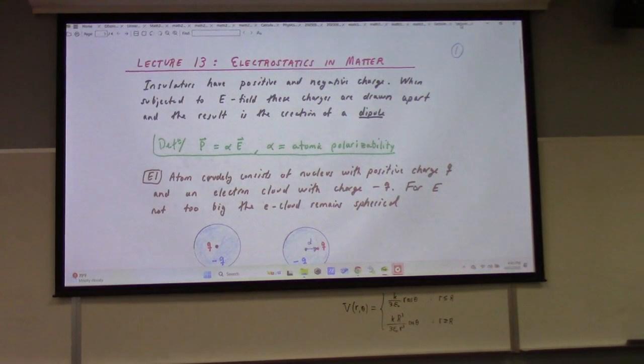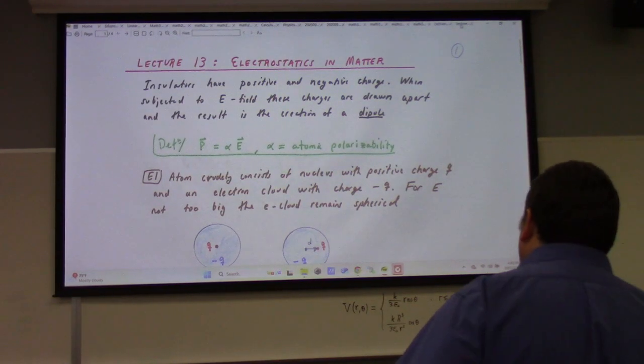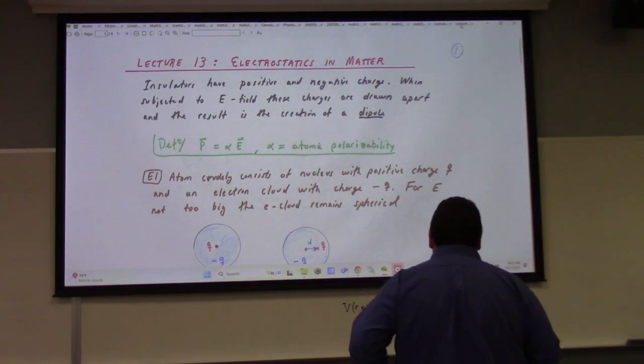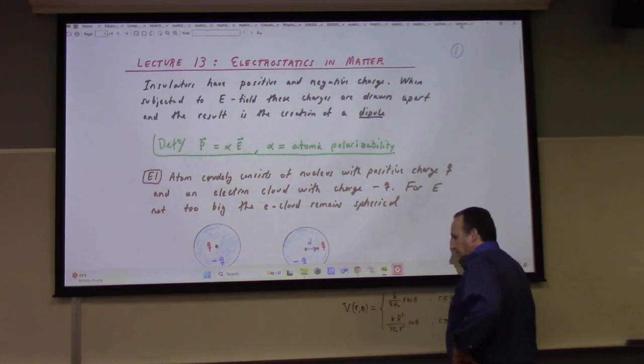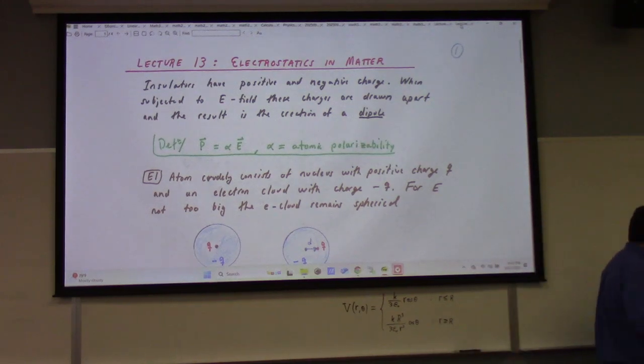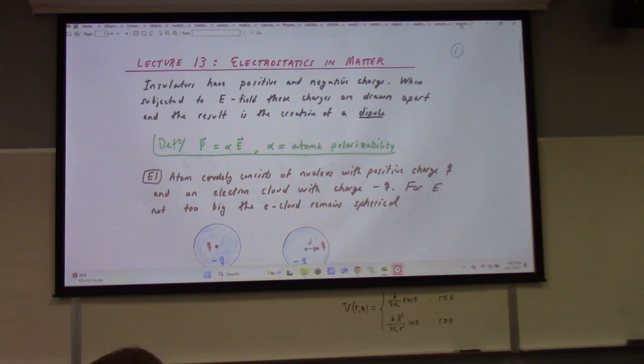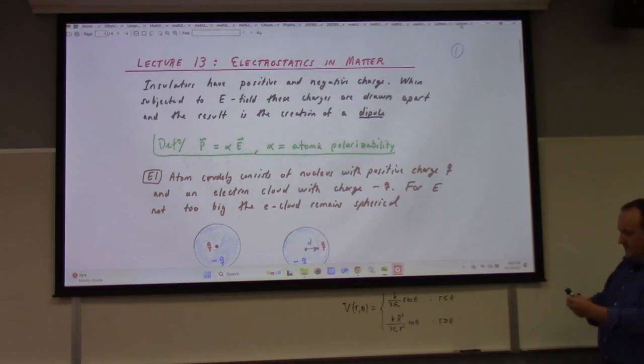So lecture 13, we're finally properly in it. Insulators have positive and negative charge. When you subject them to an E field, the charges are drawn apart and the result is the creation of a dipole. So you can kind of picture this. I will attempt to picture it. You've got some positive and some negative. I use red for positive, blue for negative.